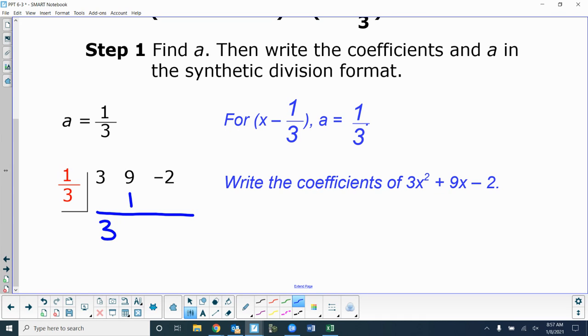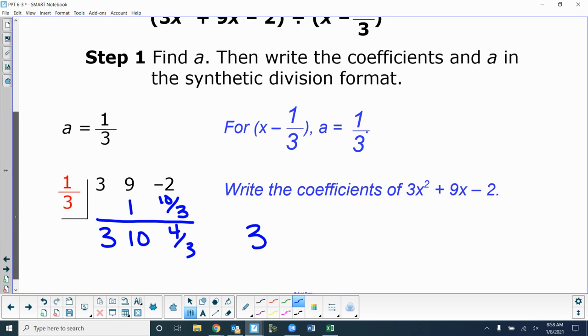What do I do with the 9 and 1? Add. Right. So what's 1/3 times 10? Right, 3 1/3, right? Or we just go 1 times 10, right? 10/3. And then what do I do with the -2 and the 10/3? I add, which is 4/3. Or 1 and 1/3. Or 1.3 repeating. That's my remainder.